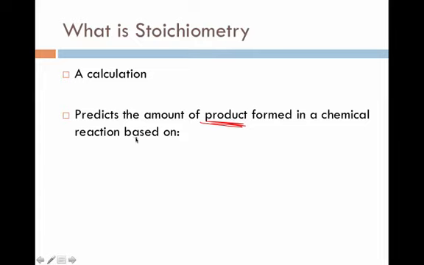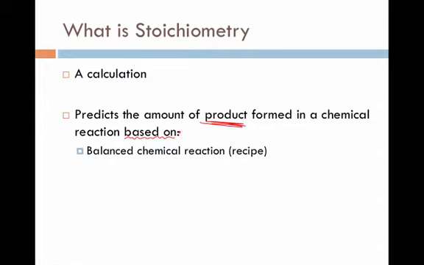Now, as I show here, this is actually based on a couple of things, so you can't just predict without having some prior information. First of all, we need a balanced chemical reaction itself, and that's what we were just talking about on the previous slide. A balanced chemical reaction is going to act very much like a recipe does when you're cooking in the kitchen. The recipe tells you how much of each ingredient is necessary, and it tells you how much product or how much baked good you're going to get as a result of performing that experiment. So we need a balanced chemical reaction.